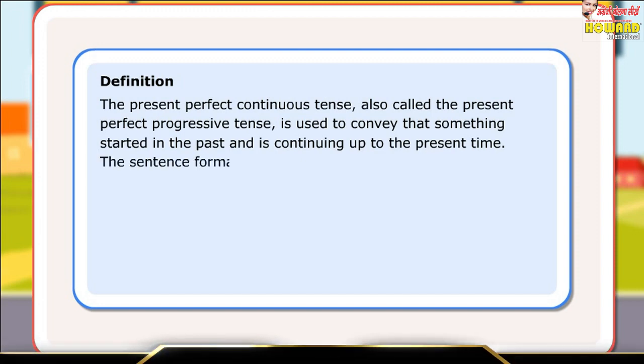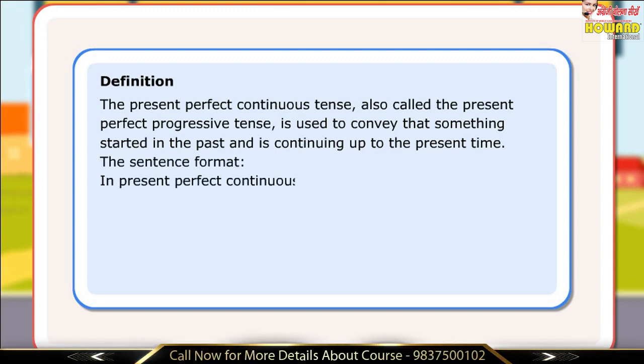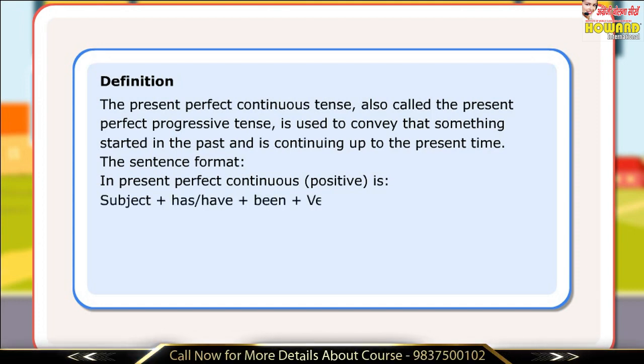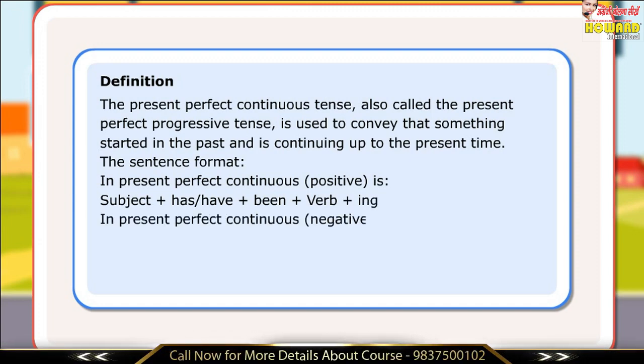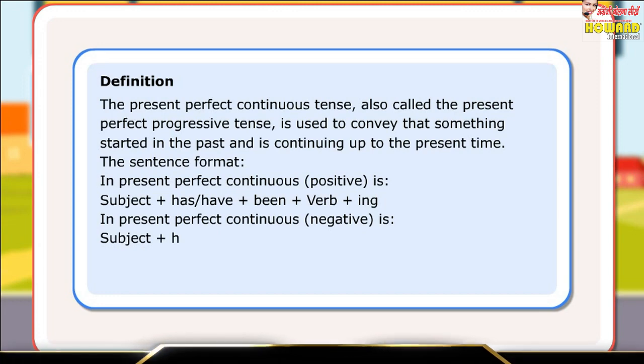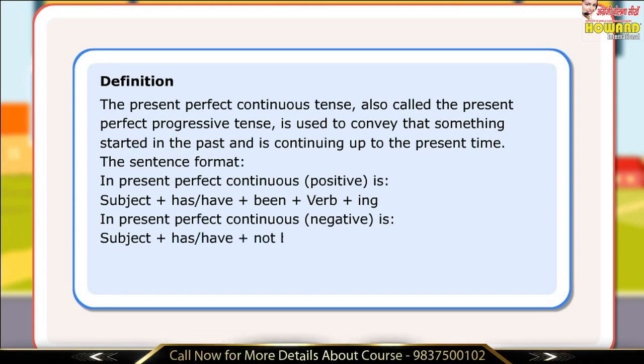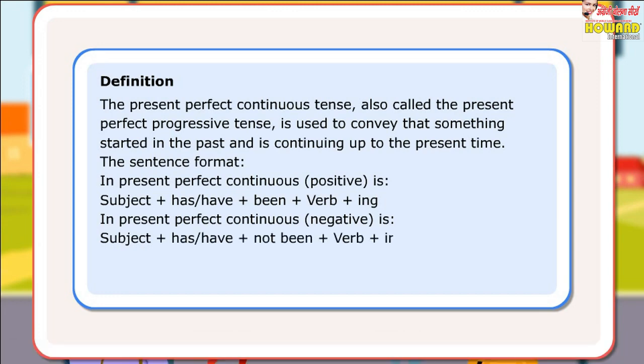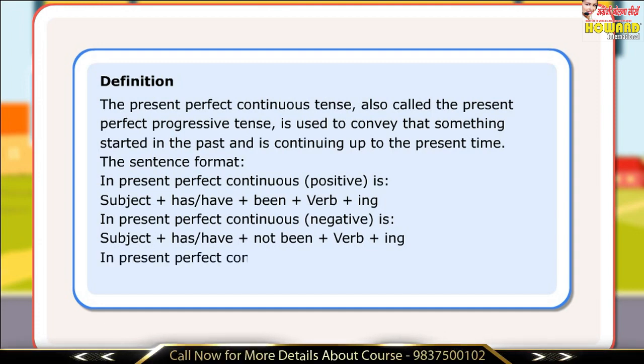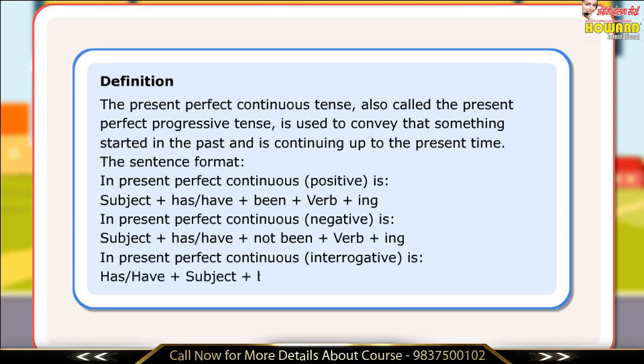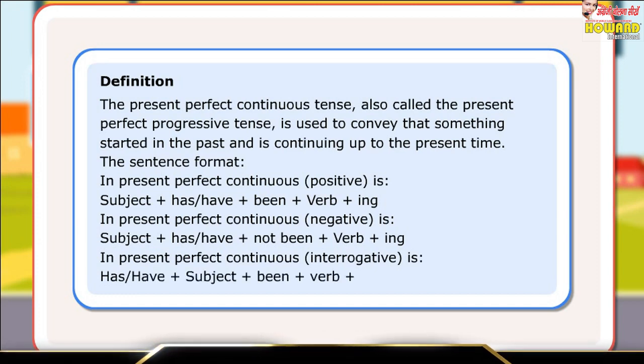The sentence format in present perfect continuous positive is subject plus has or have plus been plus verb plus ing. In the present perfect continuous, negative is subject plus has or have plus not been plus verb plus ing. In present perfect continuous, interrogative is has or have plus subject plus been plus verb plus ing.